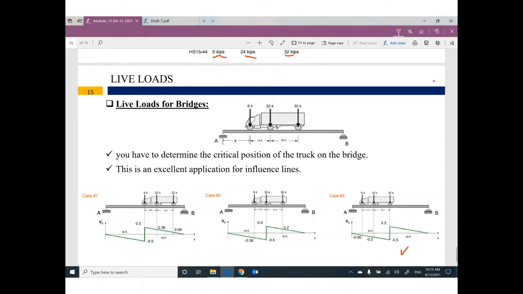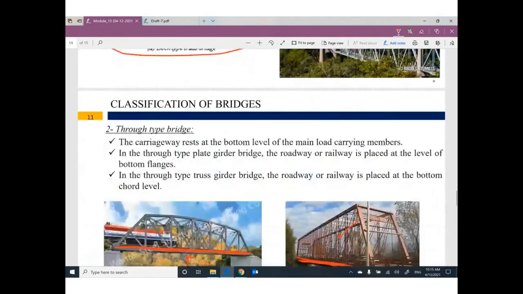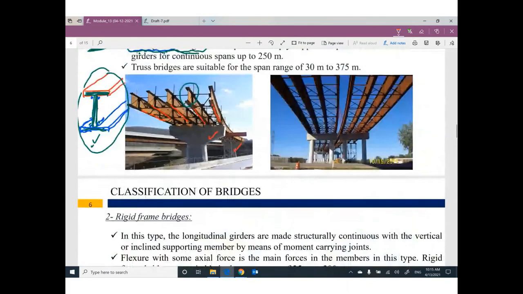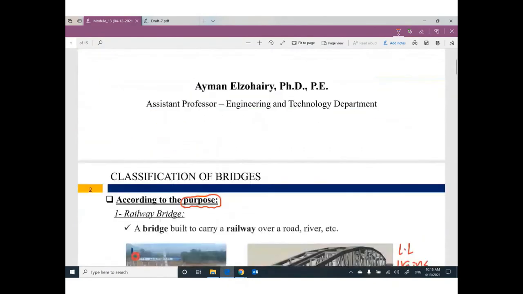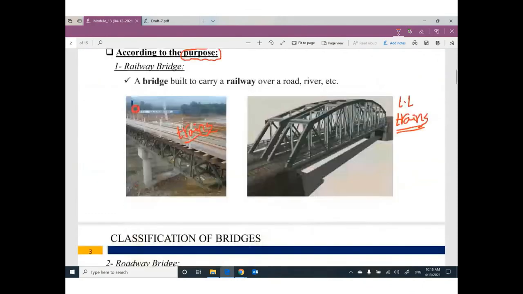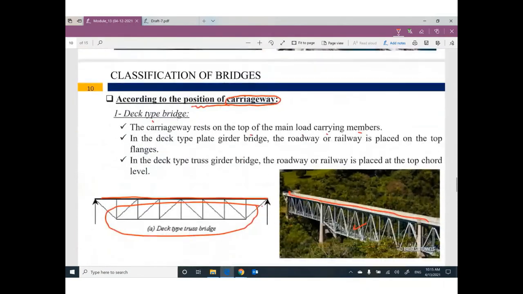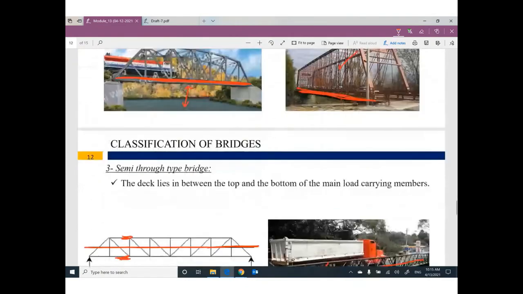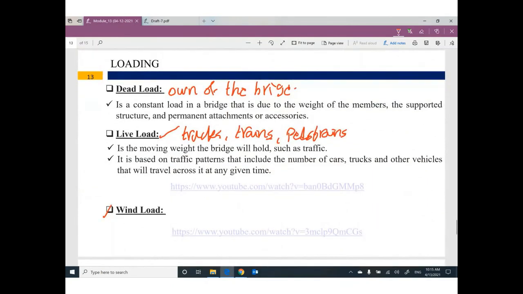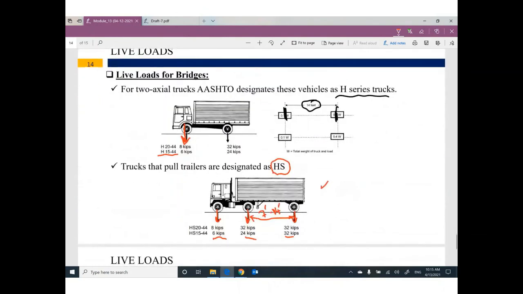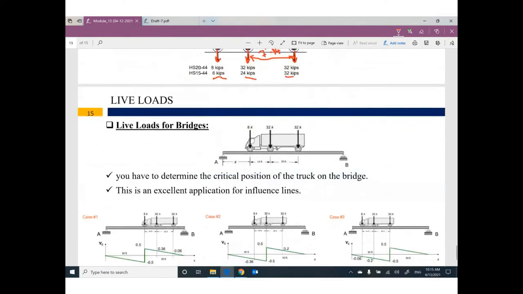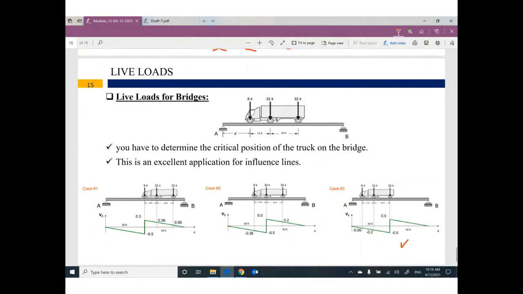That makes sense? So this file or this presentation is just to give you a hint about steel bridges. I started with the types of bridges according to the purpose of the bridge, according to the structure system, according to the position of the carriageway. And I told you we have different types of loads, mainly dead load, live load, wind load. For live load, according to H2, we have two types of truck series, H series or HS series. And we need to construct or draw the influence line of the bridge to figure out the maximum reaction on the column or the maximum shear or the maximum moment on the girder.